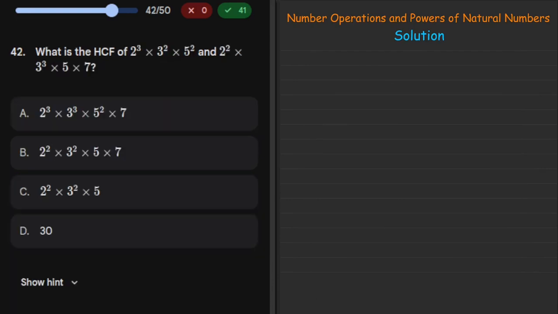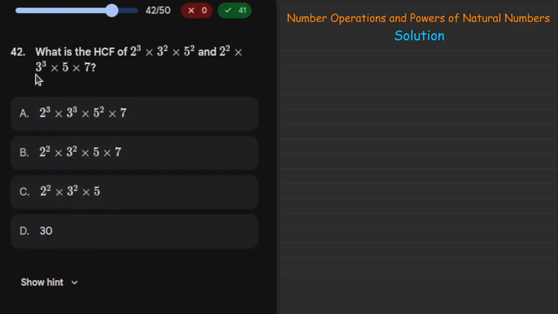Question number 42. What is the highest common factor? We've done these so many times, and this time around, I'm actually not going to solve. So let's just look at it and then determine our highest common factor. We know for highest common factor, we are looking for the one that is common, with the lowest power. We have 2 here and we have 2. The lowest power is 2 to the power 2. So among these, we have B and then C being our potential answers.